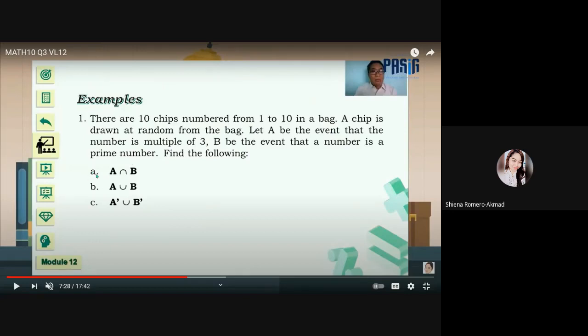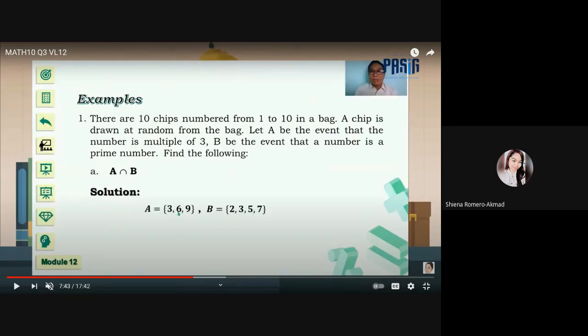We have letter A, the intersection of A and B. So we are going to look for the common elements. Sa B naman, we are going to combine the elements in A and B. So that's A union B. While in letter C, we have A complement and B complement. Then we will combine them, because we have here the union of A complement and B complement. So doon muna tayo sa A.